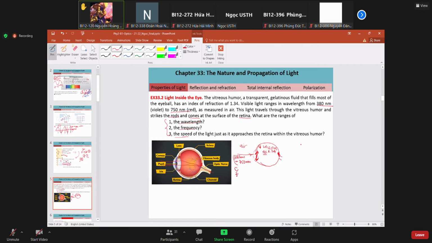Try to calculate the wavelength. First, we have violet at 380 nanometers. How can you calculate it? So at first I have to convert the violet into, I will call it lambda 01, the violet wavelength.